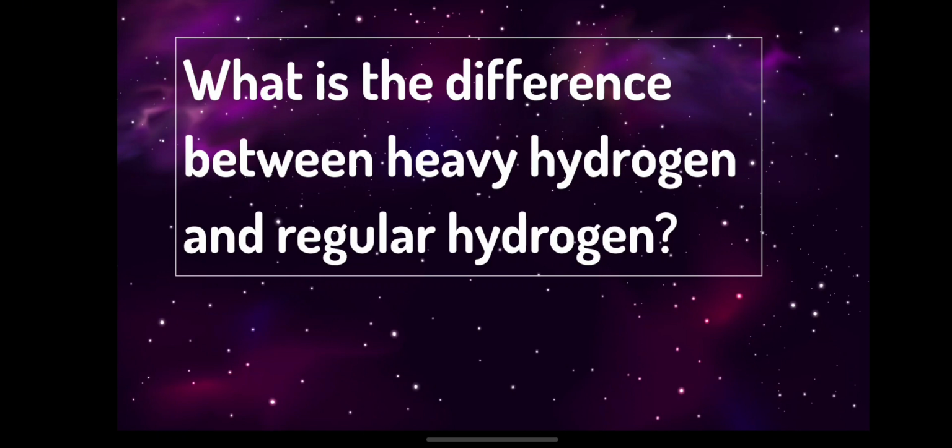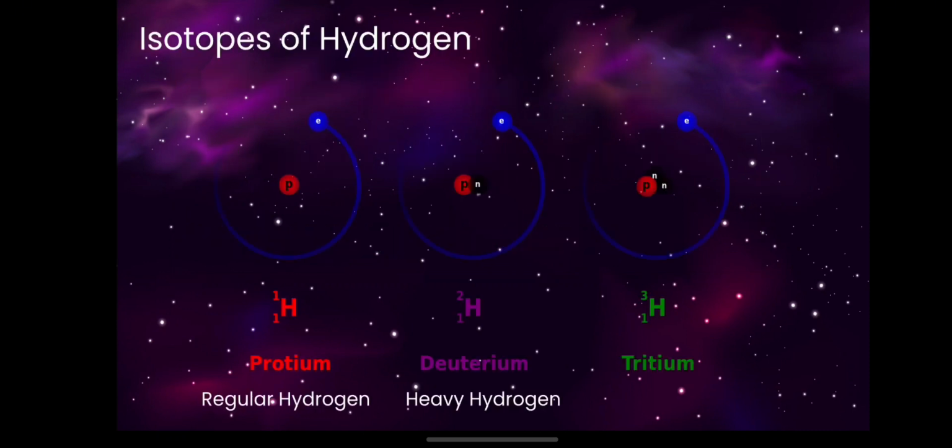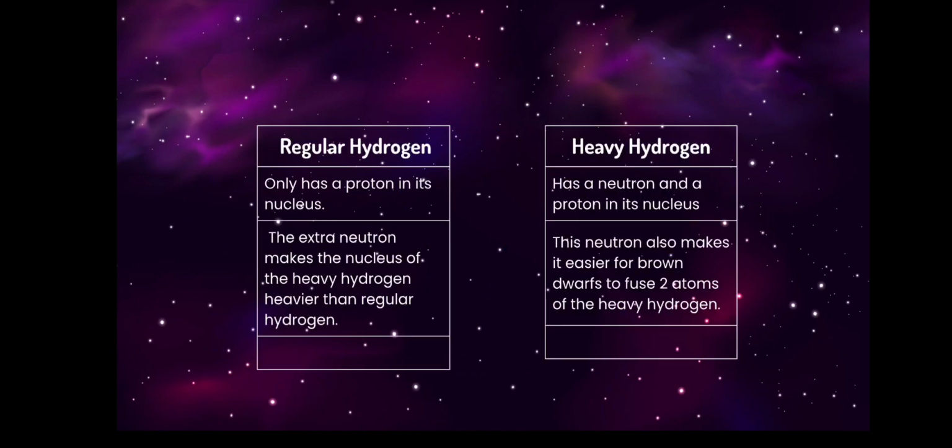So what's really the difference between these two types of hydrogens? So basically, hydrogen has three different types of isotopes: protium, deuterium, and tritium. And basically, the difference between heavy hydrogen and regular hydrogen is that heavy hydrogen has a neutron and a proton in its nucleus, while regular hydrogen only has a proton in its nucleus, as you can see in the first two diagrams. Notice how there's an N standing for neutron in the second diagram, while the first diagram doesn't have it. Here's a little chart demoing what I just said.